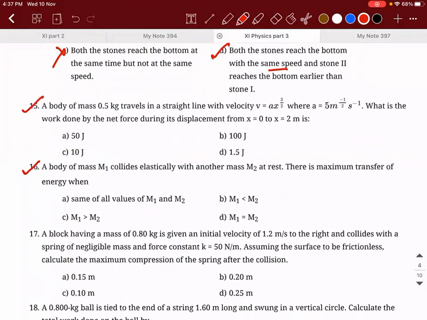16th question. There is an object of mass m1 that collides elastically with another mass m2 at rest. There is a maximum transfer of energy when. So when do we say maximum transfer of energy will take place? It means the first object should come to rest and the second object should start moving with the same velocity. So when will that happen? When masses are equal. Yes.